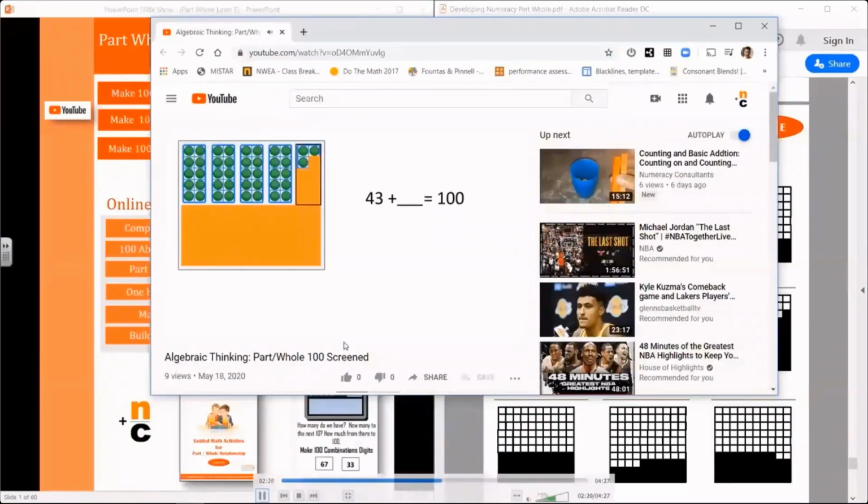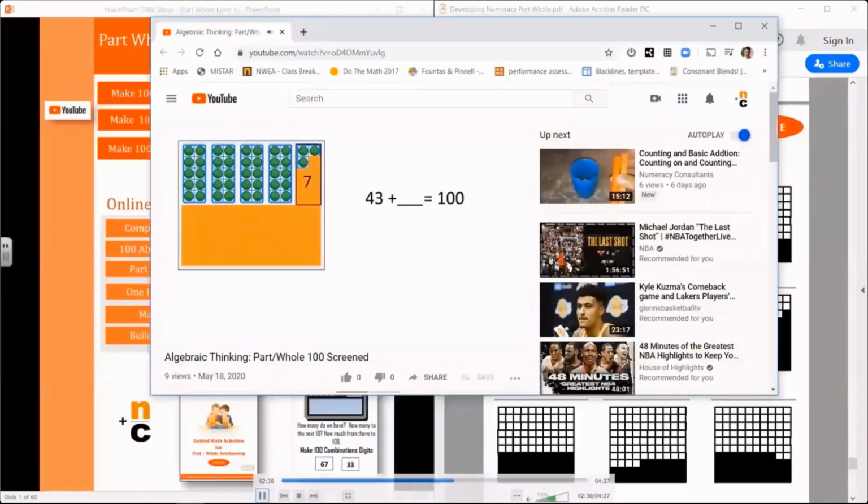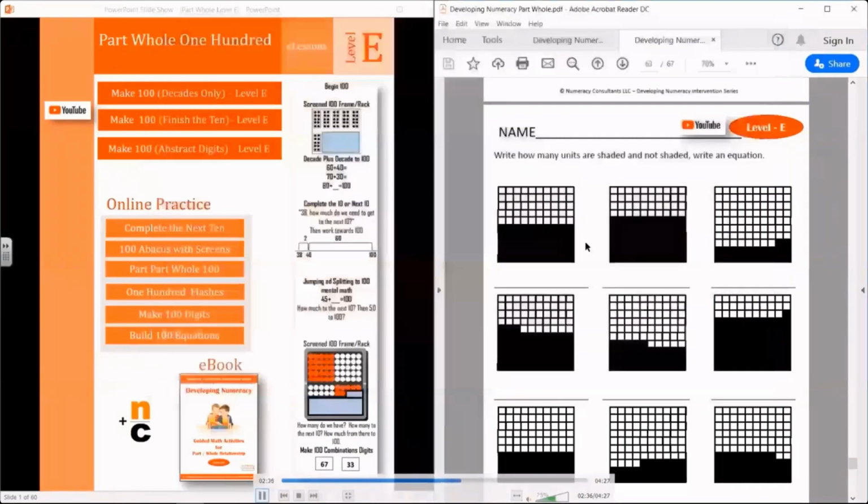How much will we need to get to the next 10? We would need 7. And then the next 10 is what? 50. So if we're at 50, how much more do we need to get to 100? And guess what? If we're at 50, we would need another 50. So remember, the videos always link to the activities, which always link to the strategies.